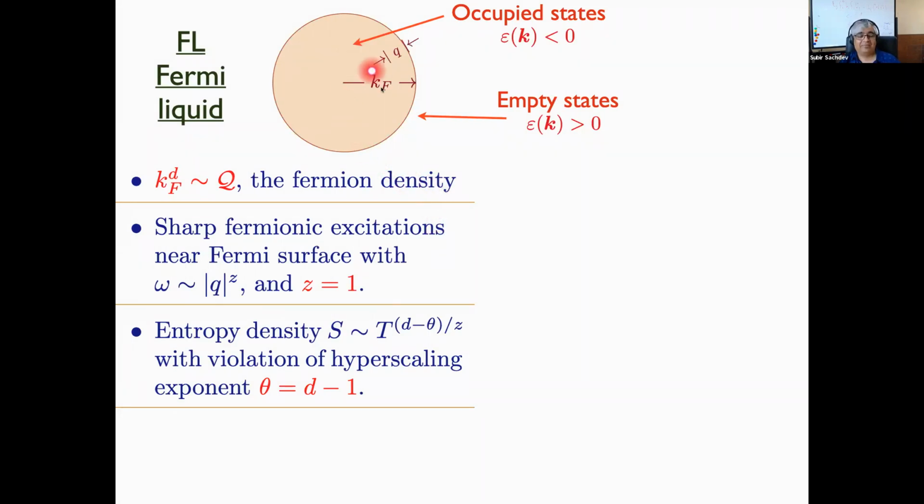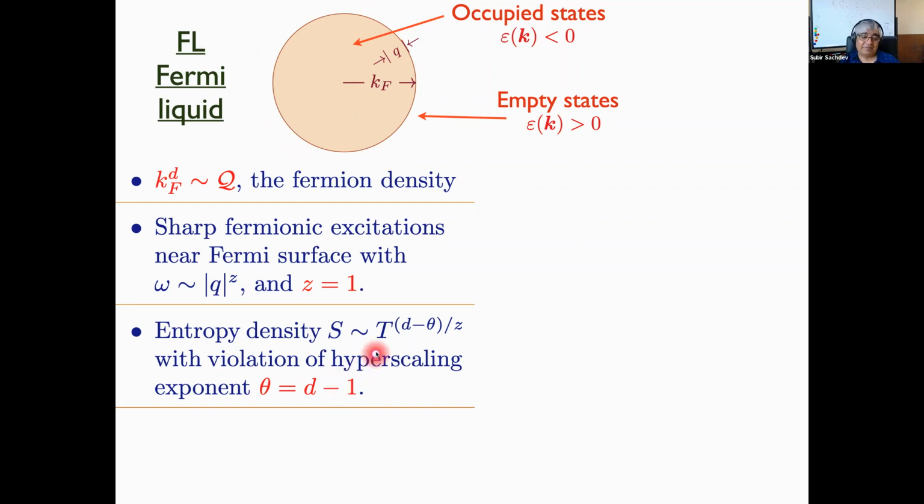So if you have free electrons or free fermions, they'll occupy some states with negative energy, and there'll be a surface in momentum space which separates the occupied states from the empty states. And this surface has some kind of conserved volume by the Luttinger theorem. There are linearly dispersing excitations transverse to the Fermi surface. So you say that the dynamic exponent Z equals 1. And the entropy is linear in temperature.